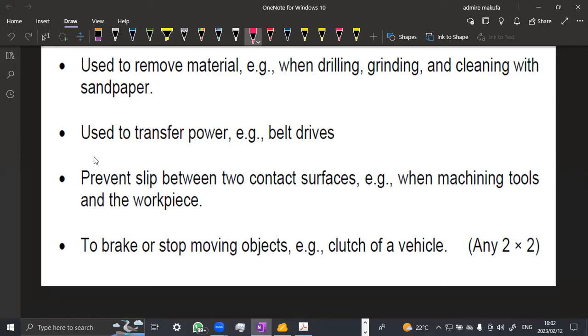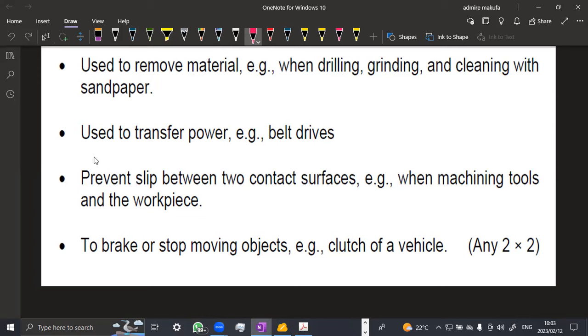Then the other part, to prevent slip between two contact surfaces, e.g. when machining tools and the workpiece. So that is the third part that we have. Then the fourth one, to brake or stop moving objects, e.g. we are dealing with the clutch of a vehicle.